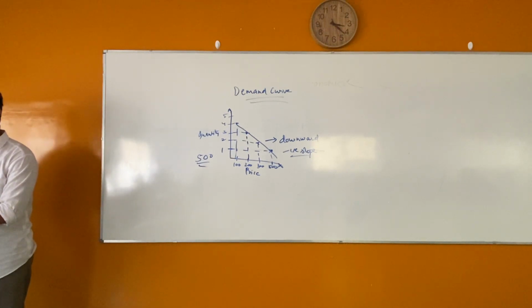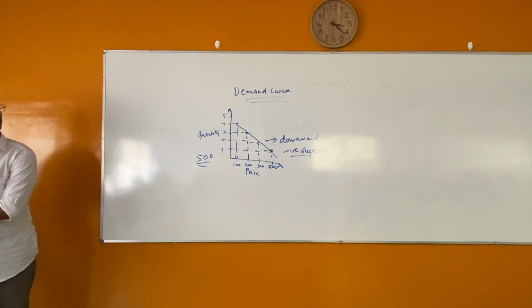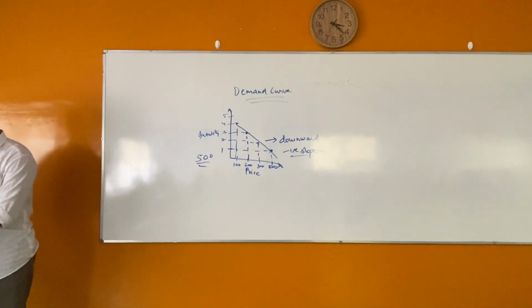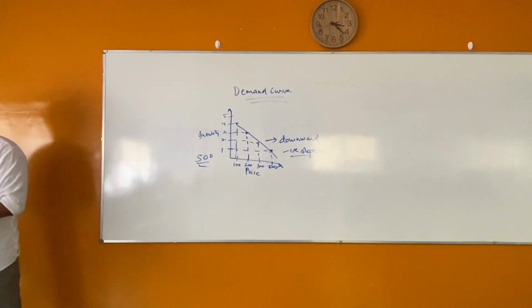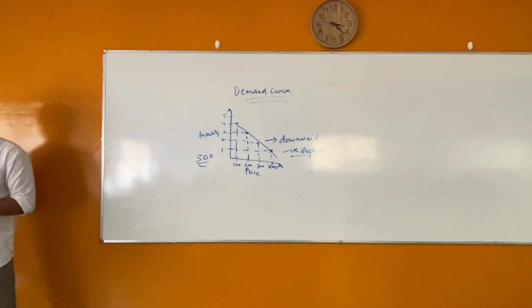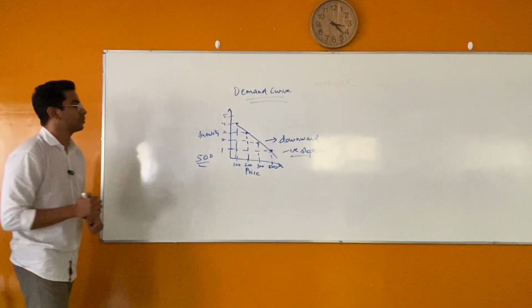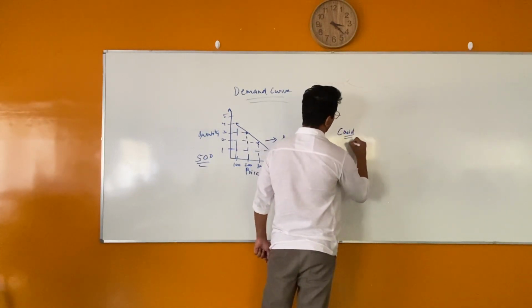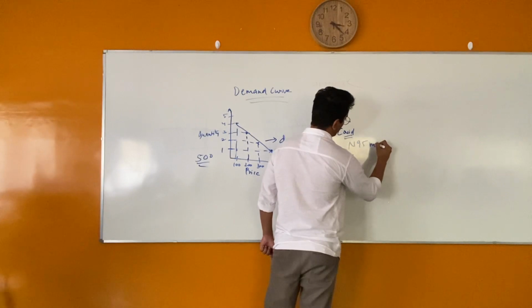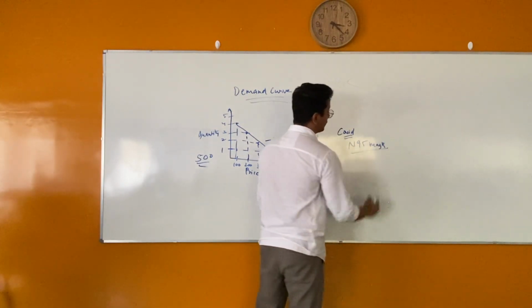Next, price elasticity of demand. It measures the change in demand for an item in relation to its price. Like for example, during COVID time, the demand for N95 mask, it increased, right? All of a sudden.